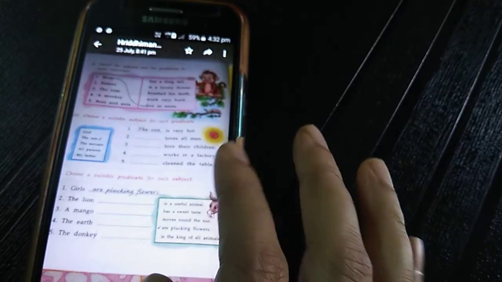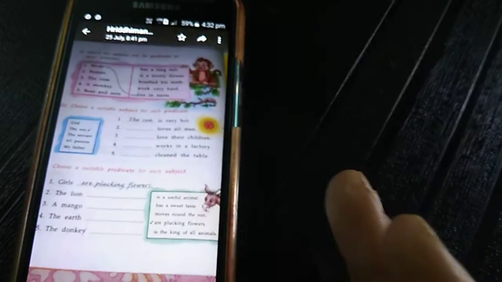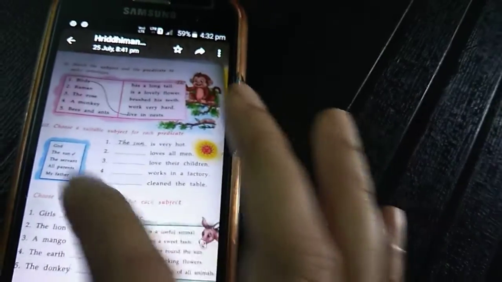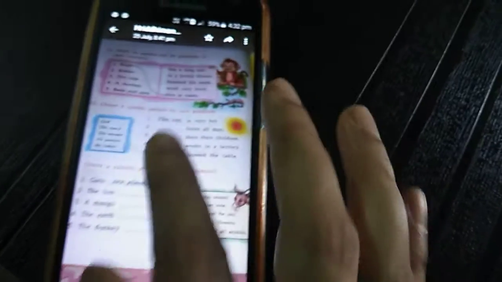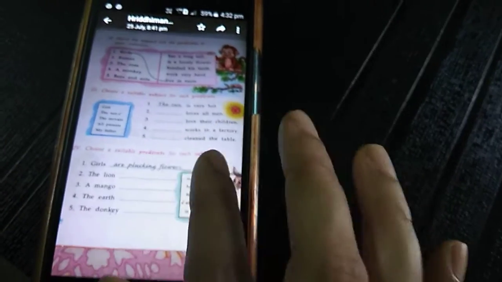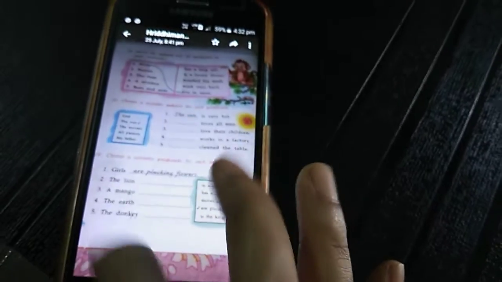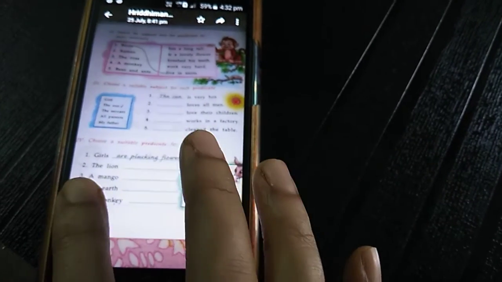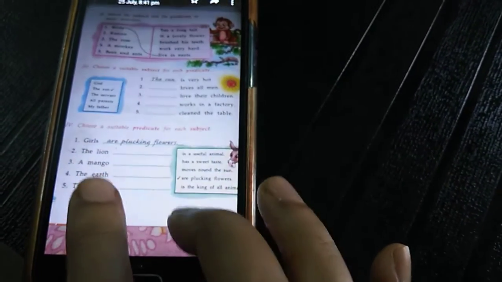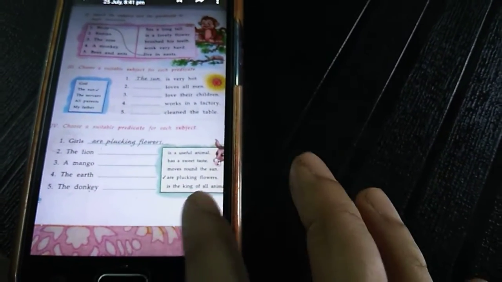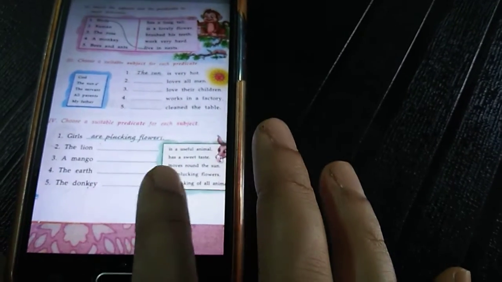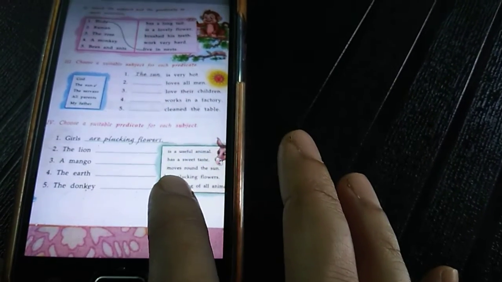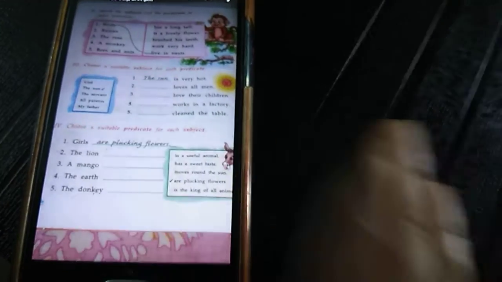Next, here you wrote the subject. Now choose a suitable predicate. The subject is there, you will write the predicate. Girls are plucking flowers. The lion is the king of all animals. A mango has a sweet taste. The earth moves round the sun. The donkey is a useful animal.